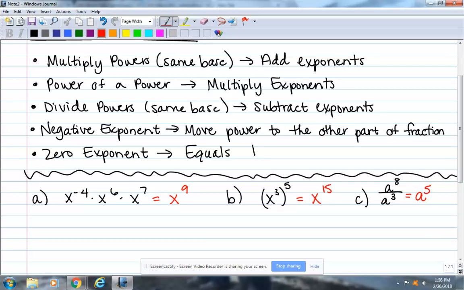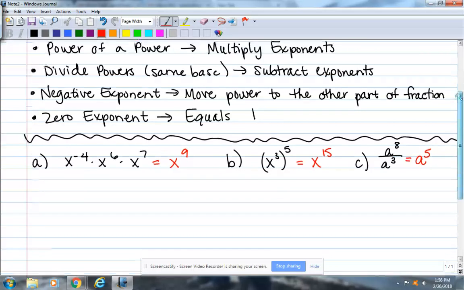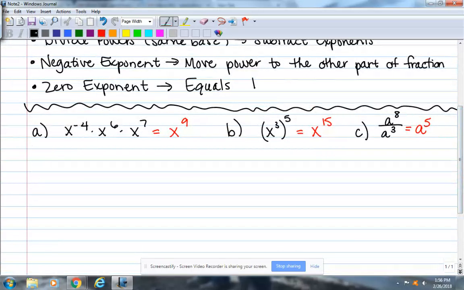So now what we're going to start doing is mixing all of our rules together. So the problems are going to get a little bit more difficult. This one says negative 4 times 2 to the 5th power all squared.